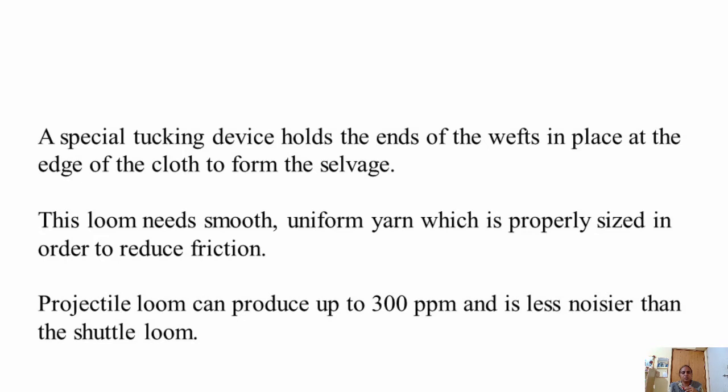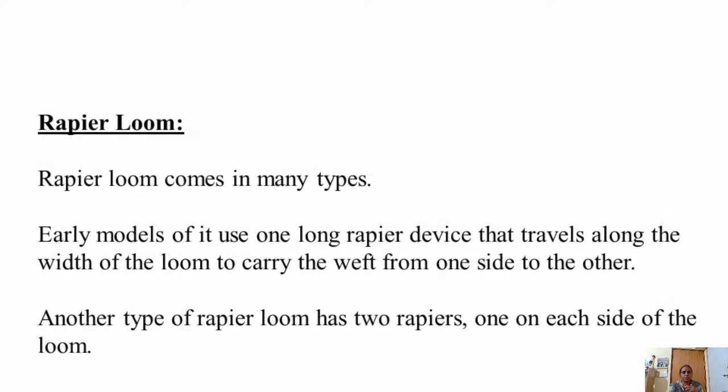This loom needs smooth, uniform yarn which is properly sized in order to reduce friction. The projectile loom can produce up to 300 ppm and is less noisy than the shuttle loom. So how many picks, that is weft yarns, per minute? 300 picks per minute. It is less noisy than the shuttle loom. This is about the projectile loom.